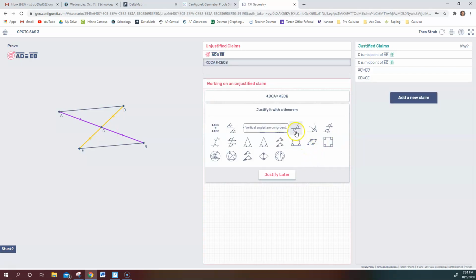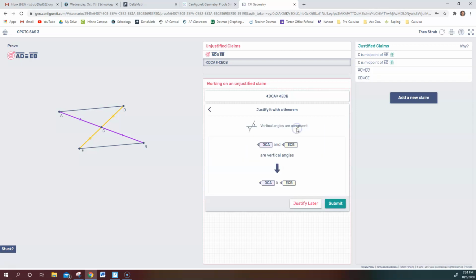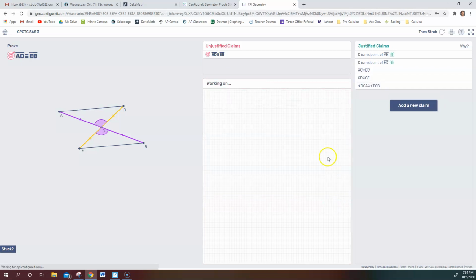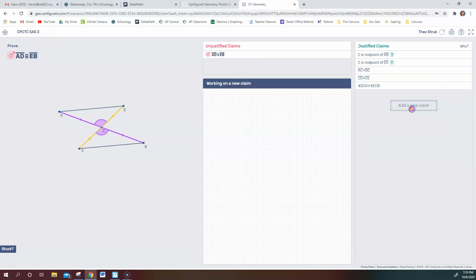And then why do we know that? We're looking for vertical angles. Notice this kind of looks like a bow tie. Vertical angles are congruent. They already have it filled in, so I'll click OK. And now I have enough to prove the triangles are congruent. Now, they don't tell me to prove the triangles are congruent, but we know that if we're going to use CPCTC, we have to prove the triangles are congruent first, every single time.